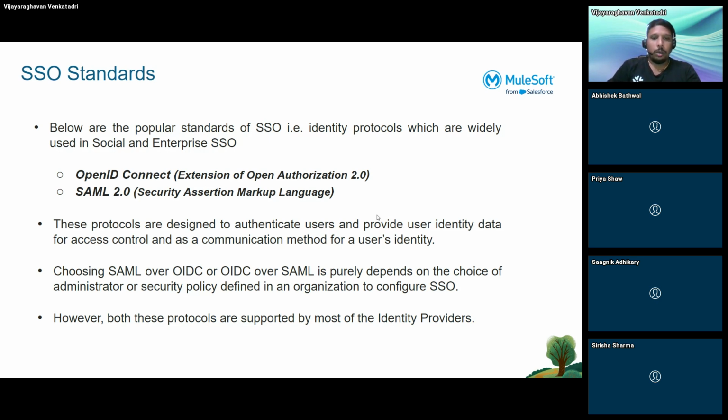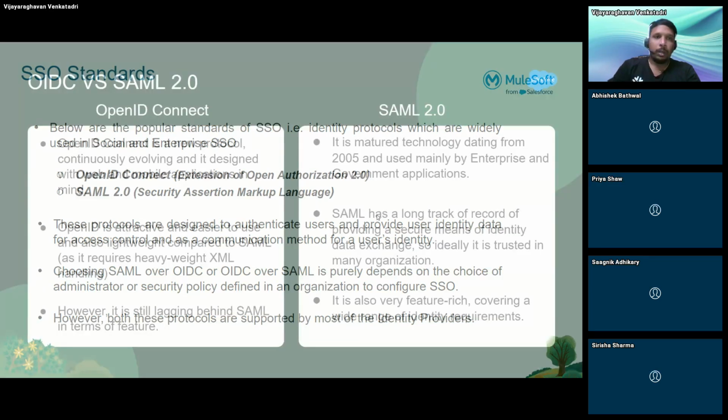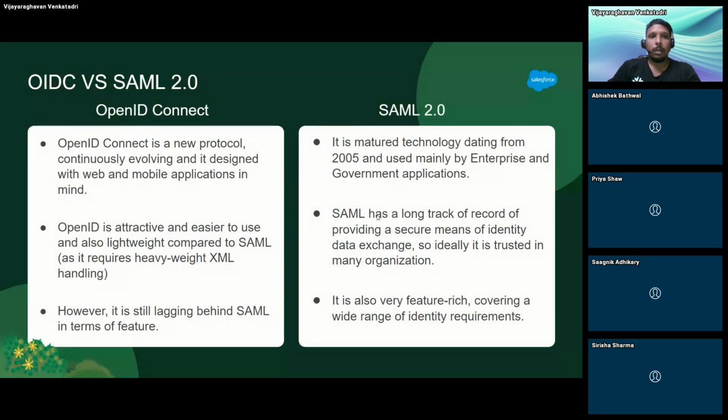If you take a high level differentiation between SAML and OpenID Connect, SAML is a pioneer protocol. I would say it's a mature technology. It has been used since 2005 by both enterprise and government applications, and it has a long track record in terms of secure means of identity data exchange. Also, it has a great feature set in terms of identity requirements.